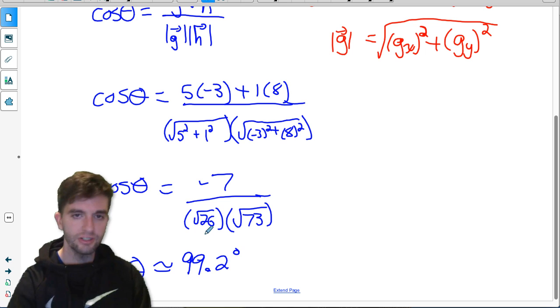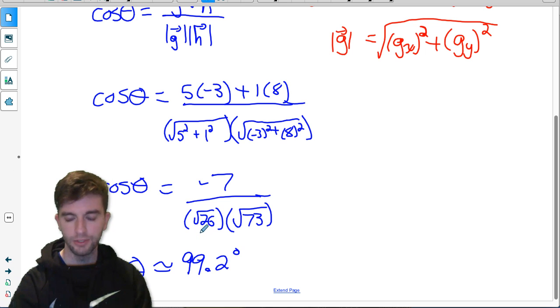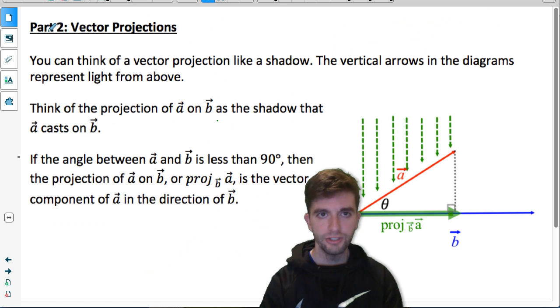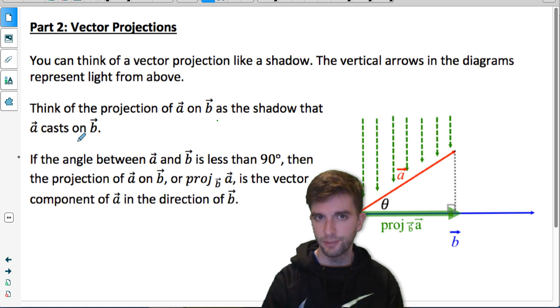If I had gotten a positive dot product, I would have known the angle between the two vectors was between 0 and 90. And we learned about all of that in lesson 2. Let's move on to part 2. This is all about applications of vector projections.